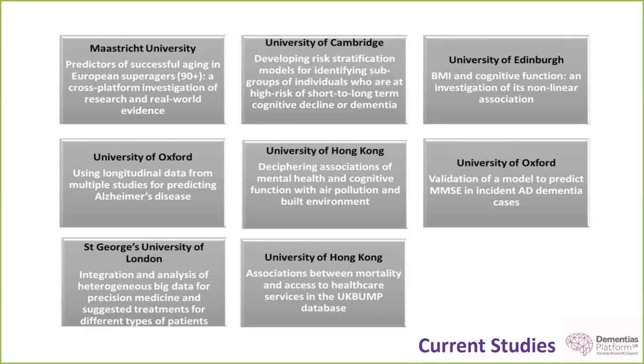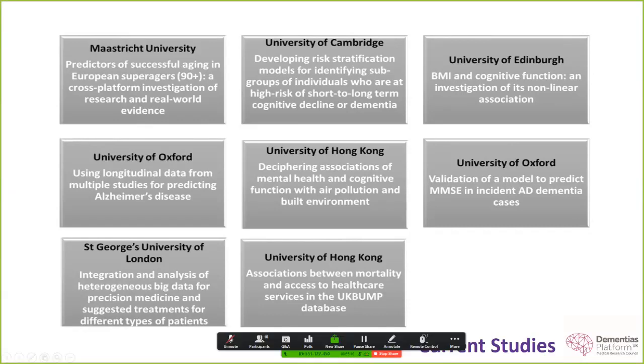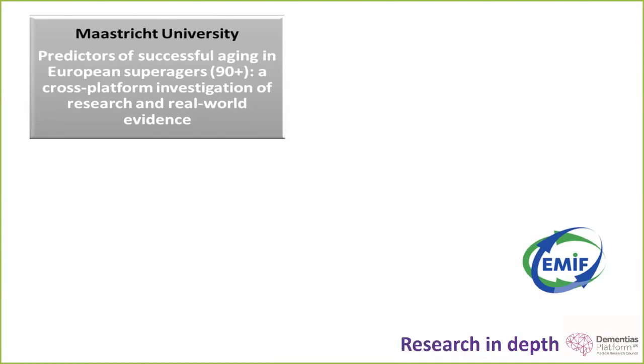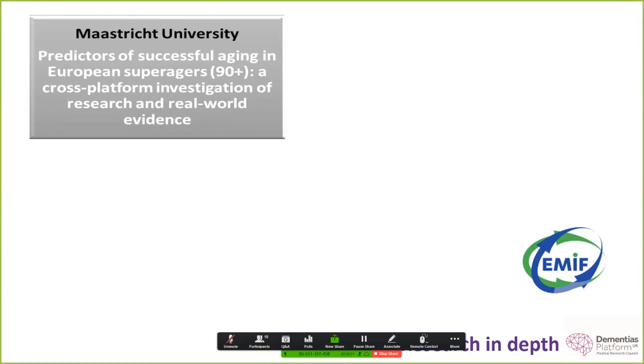I'm going to speak a little bit more about one of these projects that I'm actually involved in, and this is the project from Maastricht University. So this project, we're looking at predictors of successful aging in European super agers. And this is a cross-platform investigation. This is a DPUK project with the European Medical Information Framework based in Maastricht. And what we've done is that we're a group of collaborators from Amsterdam, Maastricht, London, and Oxford. And we're trying to understand the secrets of successful cognitive aging.